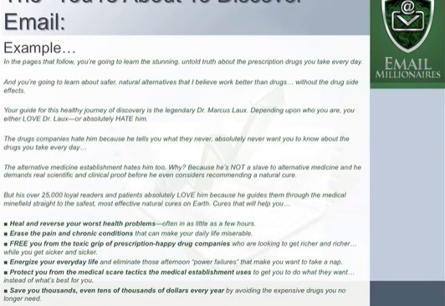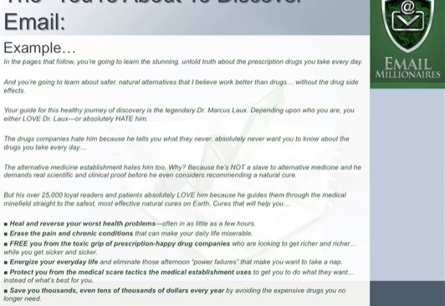So this example says, "Dear reader, in the pages that follow, you're going to learn the stunning, untold truth about the prescription drugs you take every day. And you're going to learn about safer, natural alternatives that I believe work better than drugs without the side effects. Your guide for this healthy journey of discovery is the legendary Dr. Marcus Lau. Depending on who you are, you either love Dr. Lau or absolutely hate him.